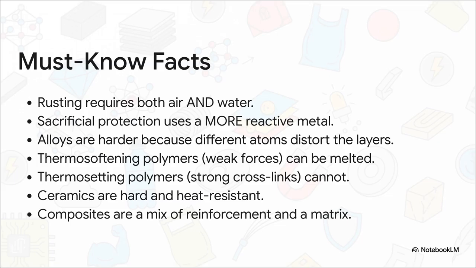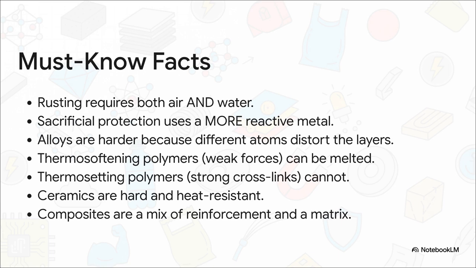Let's lock this in. Rusting needs both air and water. Sacrificial protection uses a more reactive metal. Alloys are harder because different-sized atoms distort the layers. Thermosoftening polymers, weak forces between chains and they can be melted. Thermosetting polymers, strong crosslinks, they cannot be melted. Ceramics are hard and heat-resistant, and composites are a mix of reinforcement and a matrix.